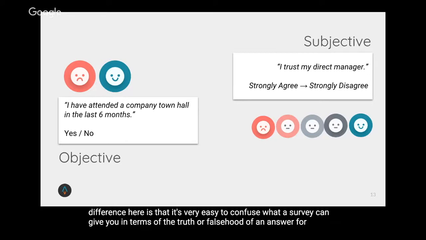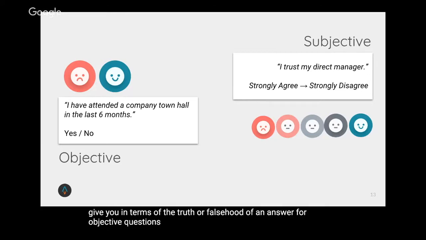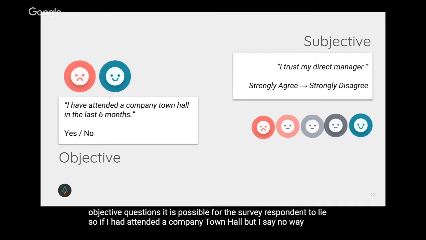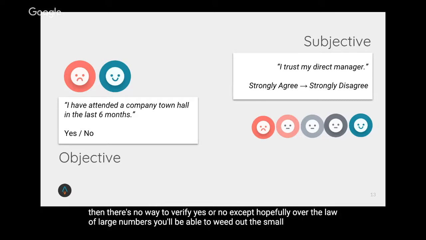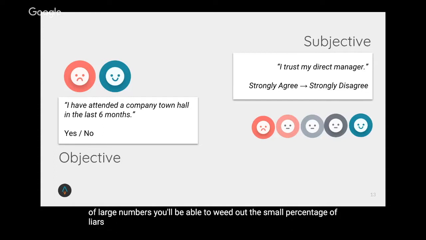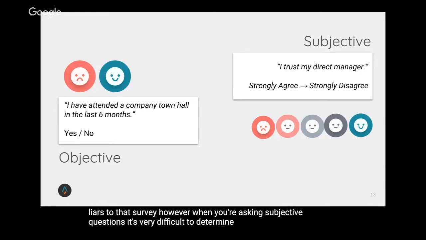For objective questions, it is possible for the survey respondent to lie. So if I had attended a company town hall, but I say, no, I did not, then there's no way to verify yes or no, except hopefully over the law of large numbers, you'll be able to weed out the small percentage of liars to that survey. However, when you're asking subjective questions, it's very difficult to determine if somebody is telling the truth or not.